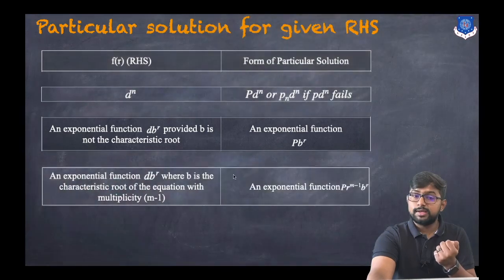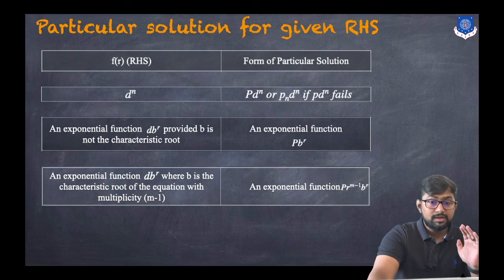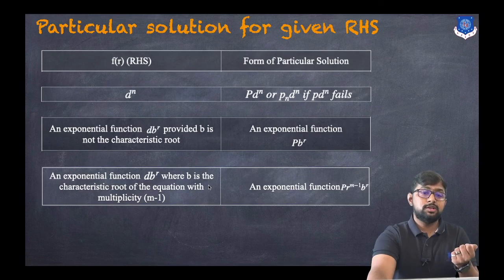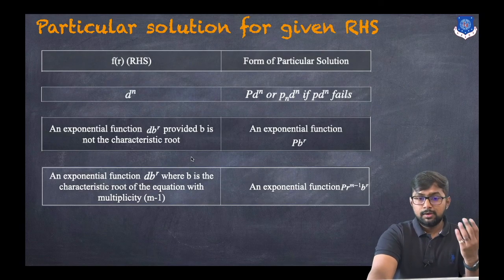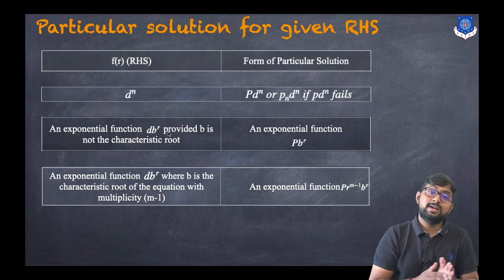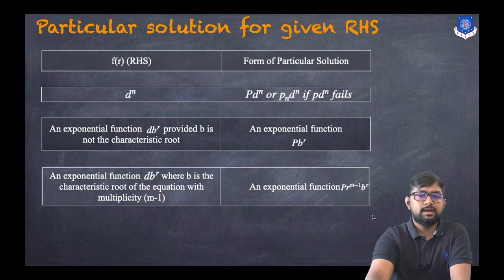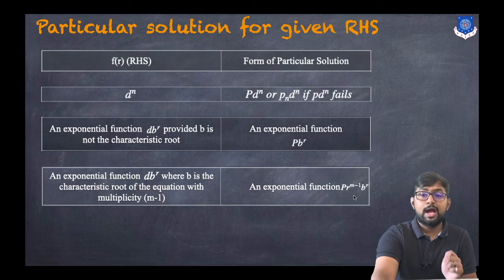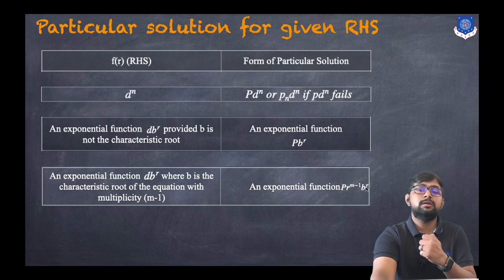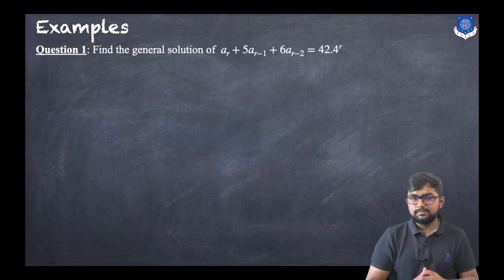And the third case is again an exponential function, d b raised to r, but here b is a characteristic root. In the previous type, if b is not a characteristic root, we select p b raised to r. Now if b is a characteristic root with multiplicity m minus 1, then we will select a function like p r raised to m minus 1 times b raised to r, where m minus 1 is the multiplicity. So let us discuss examples.